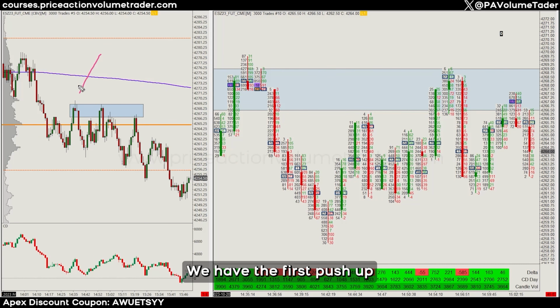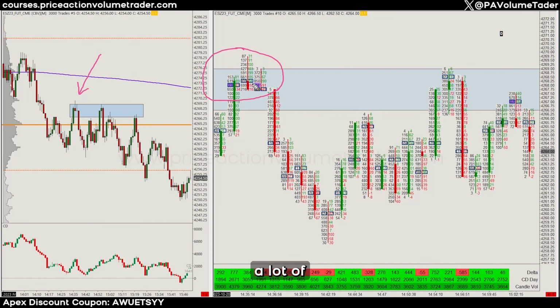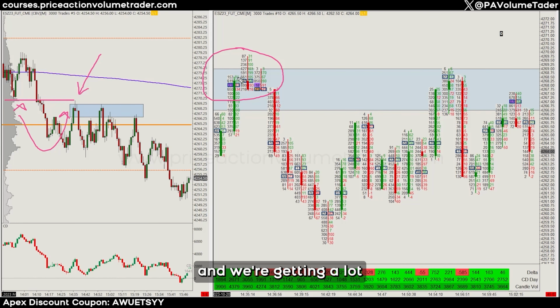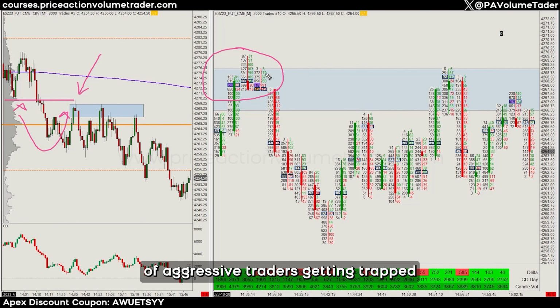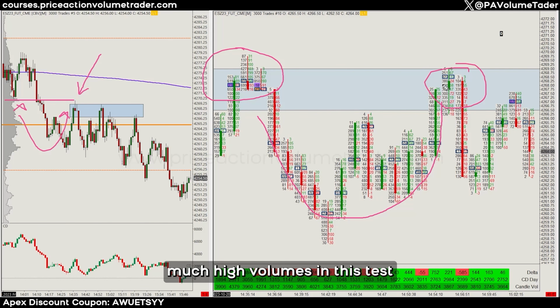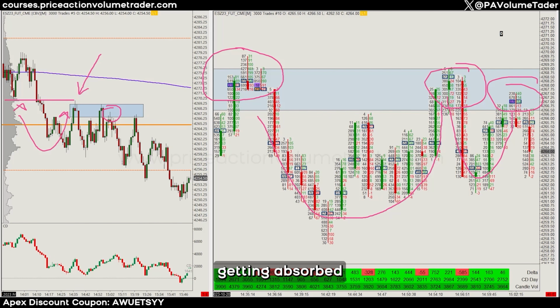We have the first push up, a lot of aggressive buying near the top of the wicks here. We broke this support and we're now coming back to retest, and we're getting a lot of aggressive traders getting trapped. We push down here, come back up again. Here we don't really see much high volumes in this test, but then we break down, and then right here on this one, again, we see high aggressive volumes getting absorbed.